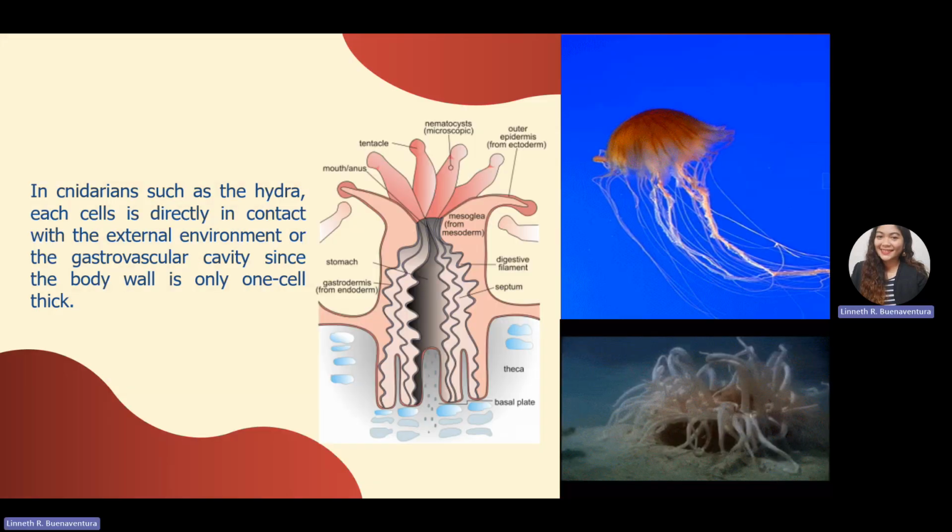In cnidarians, such as Hydra, each cell is directly in contact with the external environment or the gastrovascular cavity, since the body wall is only one cell thick. As you can see here, the organelles are responsible for direct diffusion of nutrients, specifically the oxygen and carbon dioxide, that happens for the transport system in simple organisms.